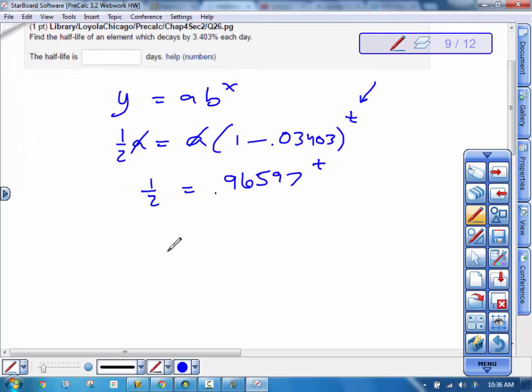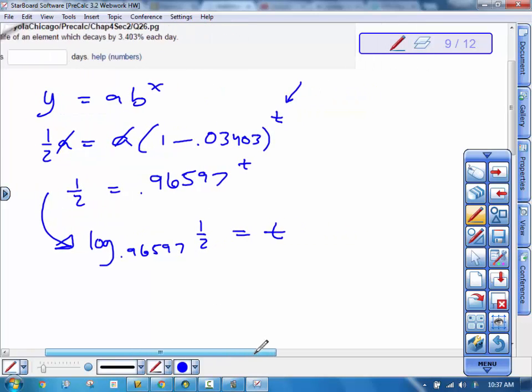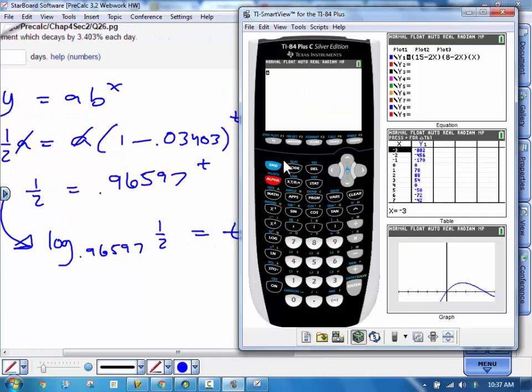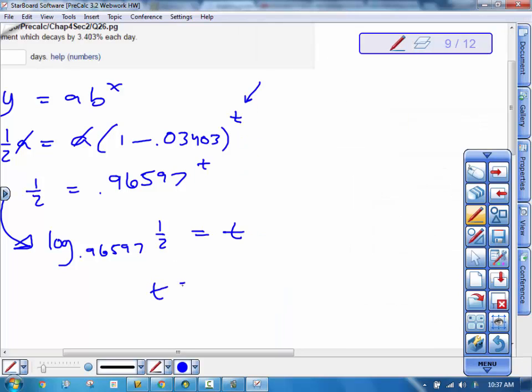Now change that into log form, so it'll be log base 0.96597 of 1/2 equals t, if we change it from exponential form to log form. And then we can just type that into our calculator. So we can do alpha window, log base 0.96597 of 0.5. And that gives us about 20.02. And that's in days. So that'd be when half the amount's remaining, so that's the half-life.